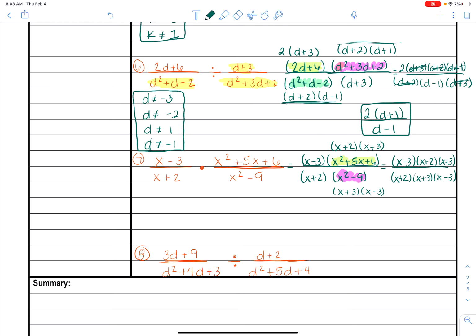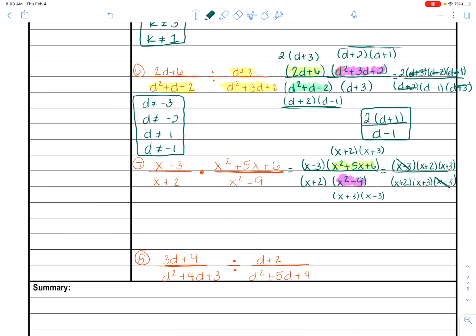Okay, so I can cancel x minus 3, x plus 3, and x plus 2. If everything cancels, then that means that my fraction simplifies to one whole. Just like if you had 5 over 5, those cancel each other, so there's nothing left. They simplify to one whole. So if everything is gone, you just have one.